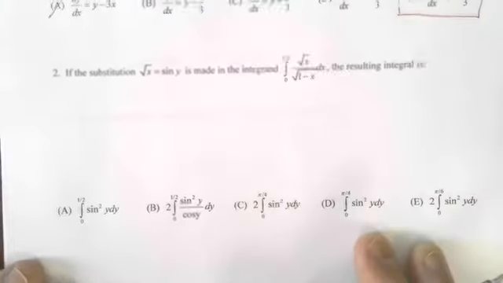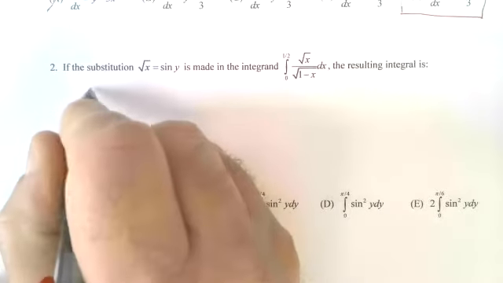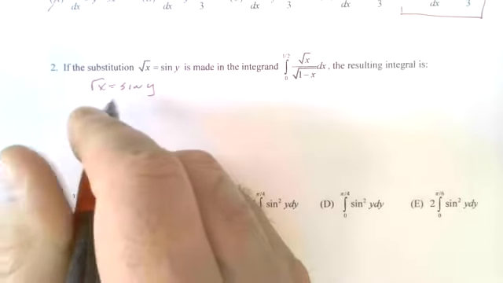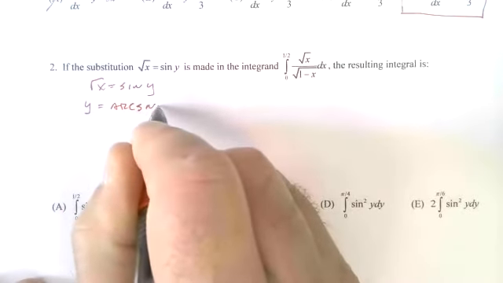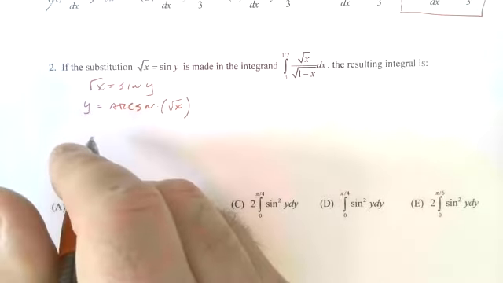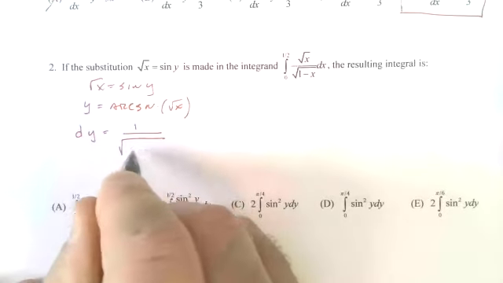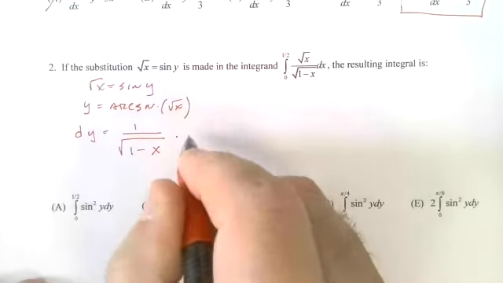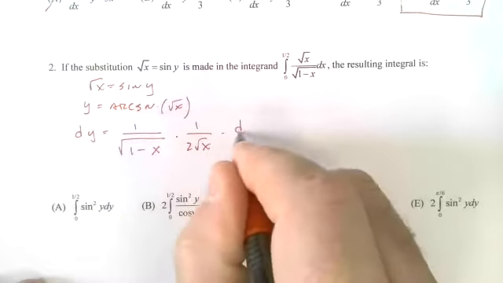All right, substitution, root x made this integrand. So root x equals sine of y. Y equals arc sine of root x. dy equals 1 over the square root of 1 minus that squared, x, times the chain rule, 1 over 2 root x, dx.